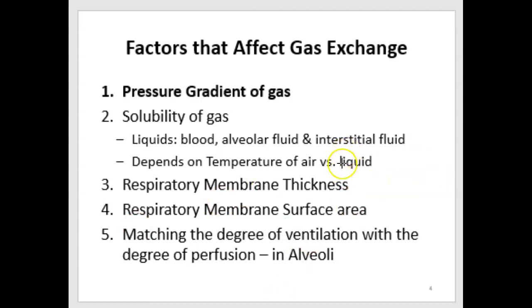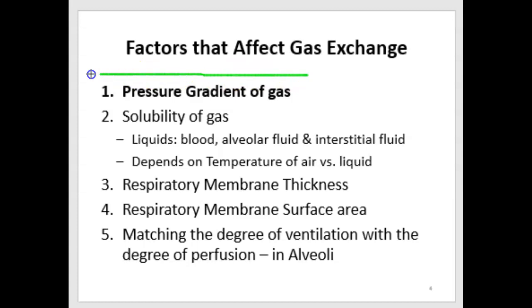The final factor that contributes to the efficiency of gas exchange has to do with how well matched ventilation of an alveolus is with the degree of perfusion of that alveolus. Now those words probably don't mean much to you yet, and I will explain them in more detail, but for now, just think about how much air enters an alveolus will dictate how much blood it receives. And also how much blood goes to an alveolus will dictate how inflated it can become. It's really a cool thing. It's called the coupling of ventilation and perfusion in the lung.